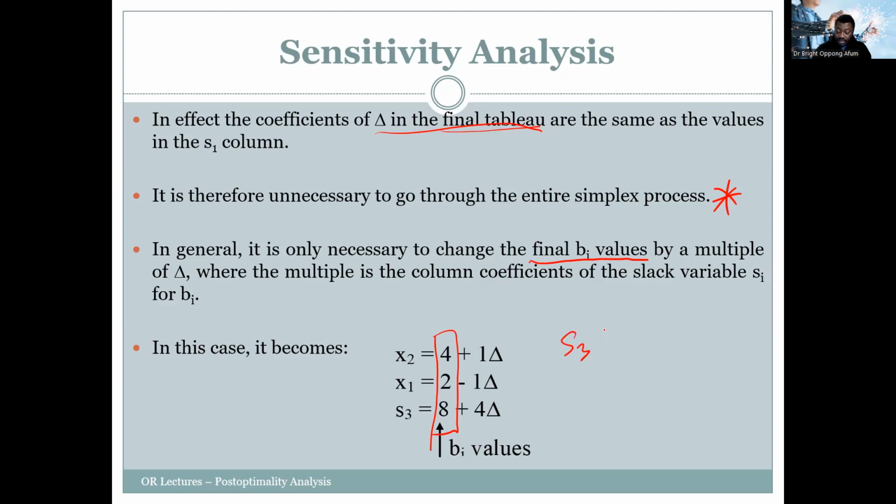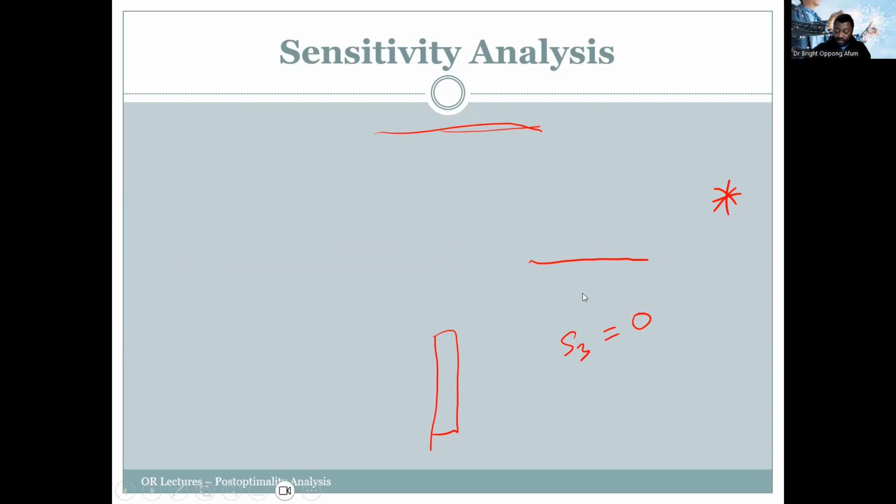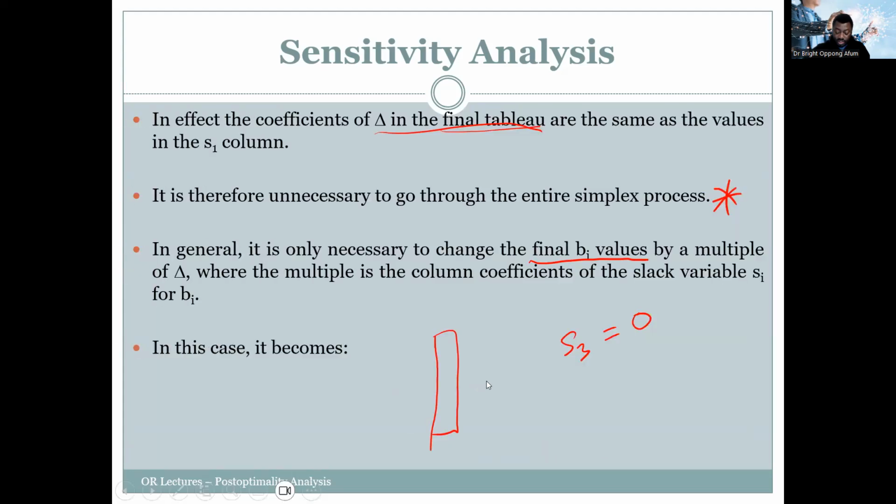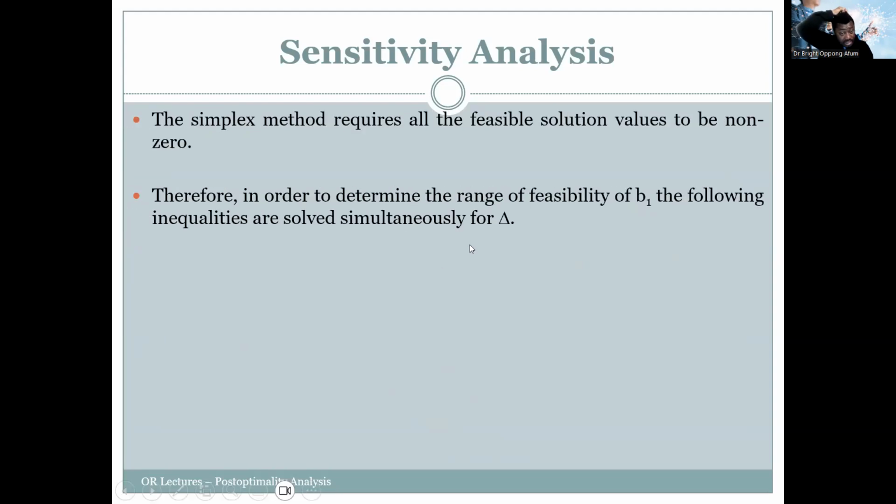However, the S3 value here was 0 in the marginal value, right? Okay. And X1 is also 0, S2 is also 0. So this is what we are saying: there is no change in this BI value. So what we'll do is to say that the simplex method requires that all the feasible solution values should be non-zero.